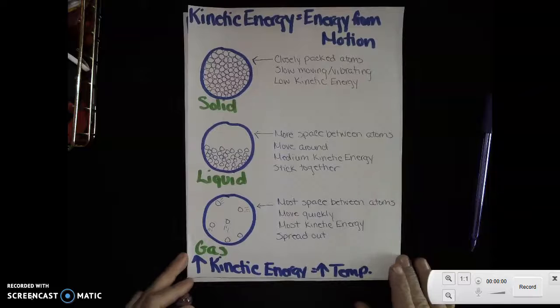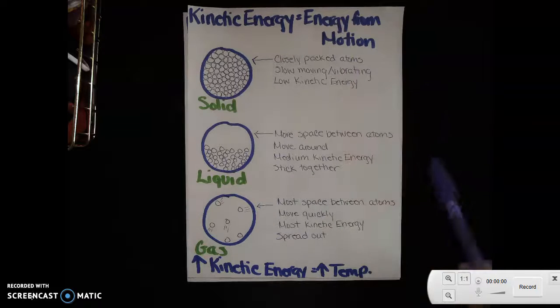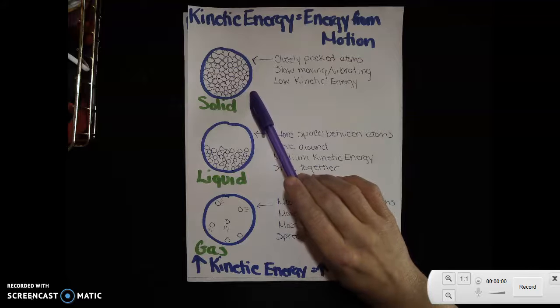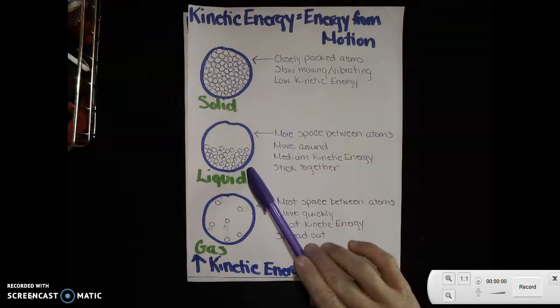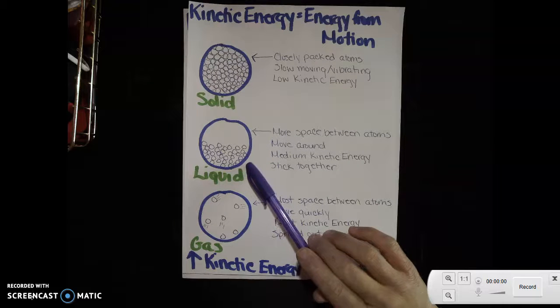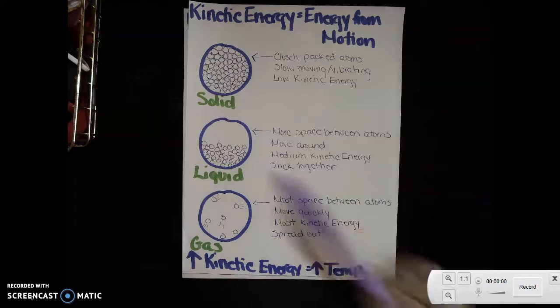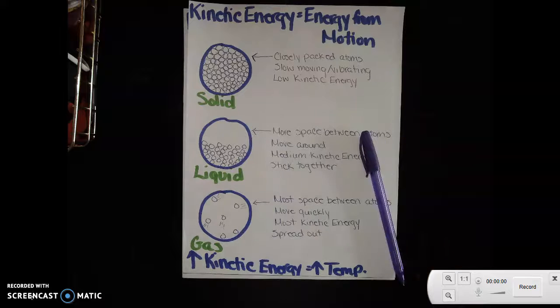So again, this is looking at the differences between a solid, a liquid, and a gas at the molecular level, and relating it to kinetic energy, or the energy from motion. Solids have the least motion. They're squished together, so they have the least kinetic energy. Liquids are in the middle. They move around a little bit, but they can't move around everywhere. They have medium kinetic energy. Gases move around the most. They have the most motion, which means they have the most kinetic energy.